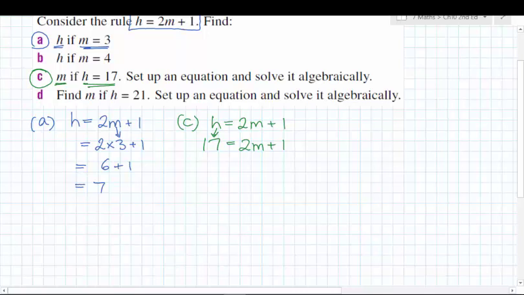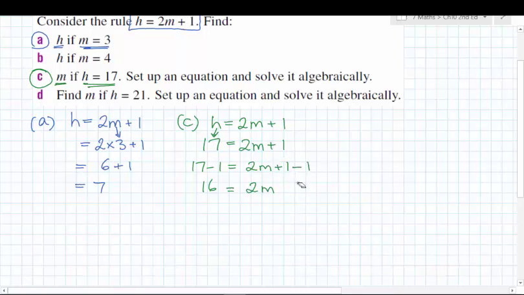So I can think, okay, I start with m, I've multiplied it by 2, and then I add 1. Last thing I did was I added 1 to both sides. Okay, so to undo that, I take 1 from both sides. 17 take 1 equals 2m plus 1 take 1. Okay, so what I've got here is I've taken 1 from both sides. So this here is 16 equals 2m. 1 take 1 is 0, so I don't have to show that.